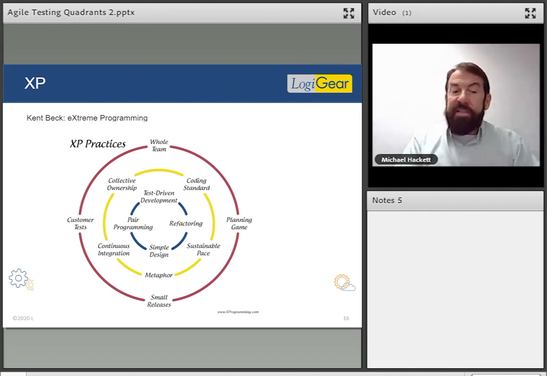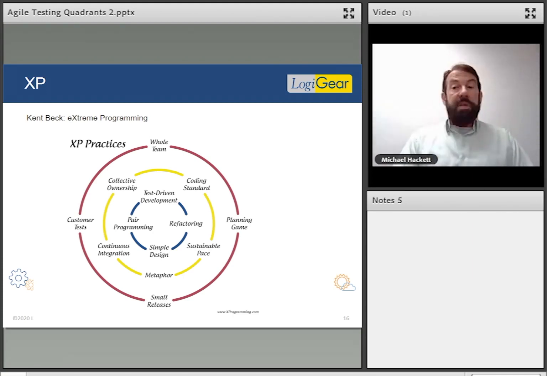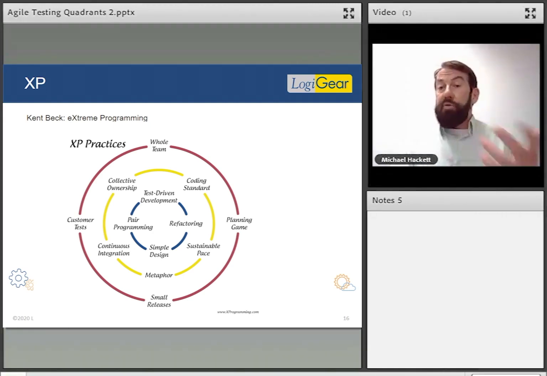Running customer tests, right? So we're starting to talk about tests, pair programming, refactoring, continuous integration, right? CI, continuous integration, whether using Jenkins or whatever auto build tool you're using. So the XP practices, particularly test-driven development, customer tests, doing CI and having a smoke test, a build validation test, go along with the continuous integration.